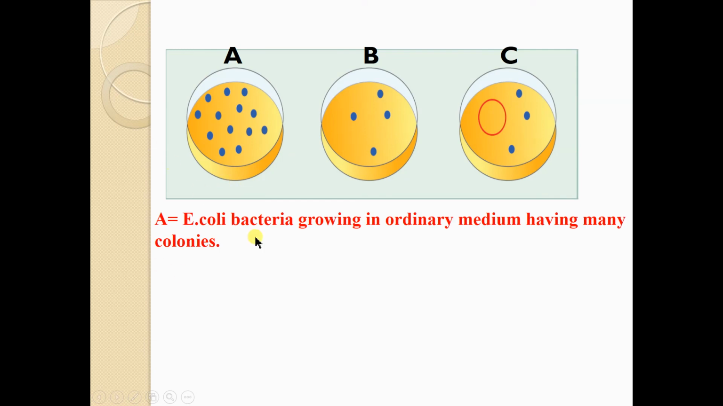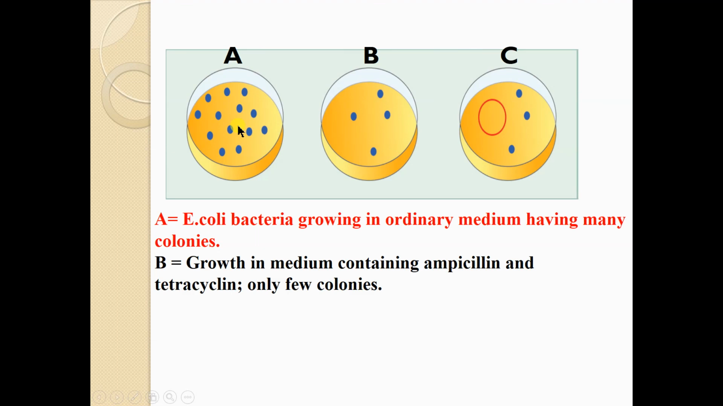The first is E. coli bacteria growing in the ordinary medium having many colonies. This contains three different colonies. One colony doesn't contain any plasmid, one colony contains only a simple plasmid, and one colony contains the plasmid which contains our DNA of interest. So suppose this is the total mixture of the colonies. So now what we will do, in B medium, it contains the ampicillin and tetracycline. So only a few colonies will remain there.